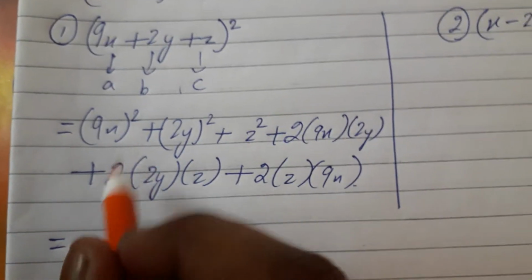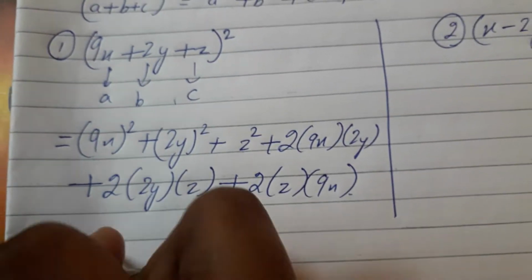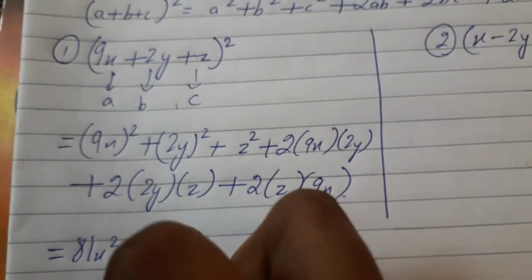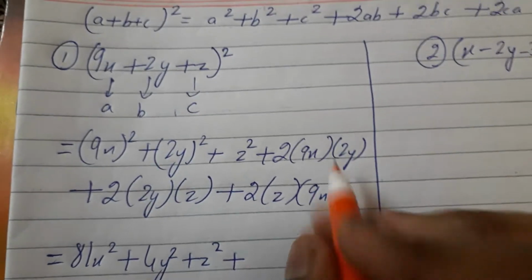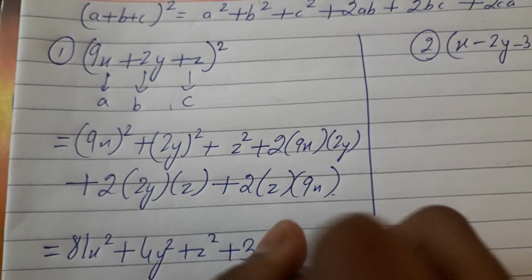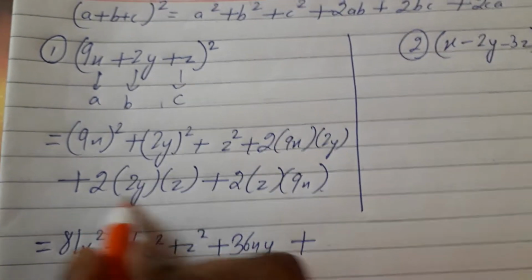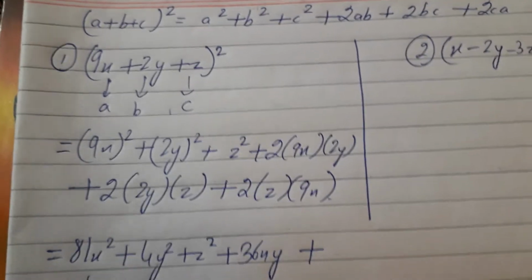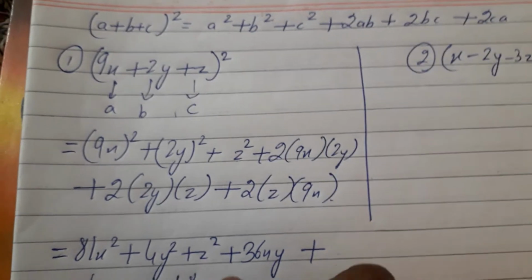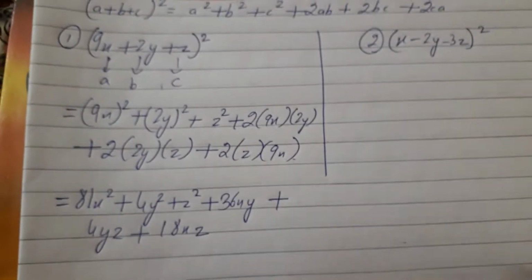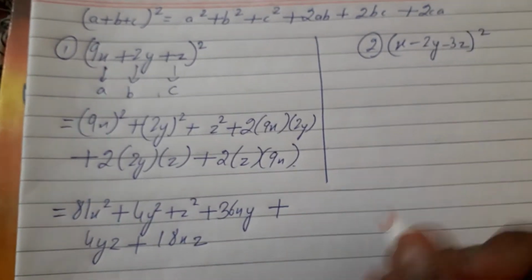This is 9 into 9, 81x square, plus 2 into 2, 4y square, plus z square, plus 2 into 9 into 2, 36xy, plus 2 into 2 into 1, 4yz, plus 2 into 9, 18xz. See, this is how to solve this. Okay, this is very easy.